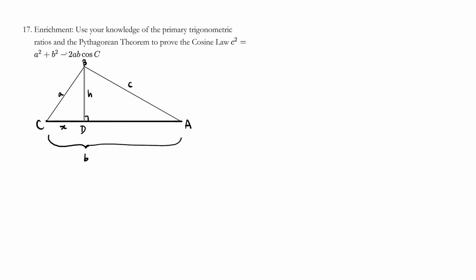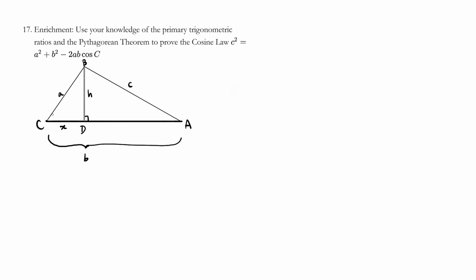Using this triangle, we're going to try to prove the cosine law. So as you can see, we have ABC. Across B is this length b, and we have x being this small length here.